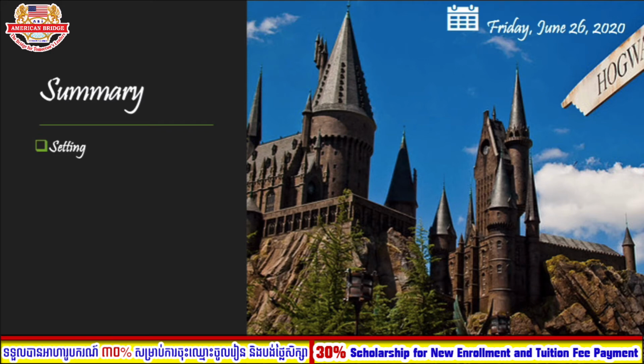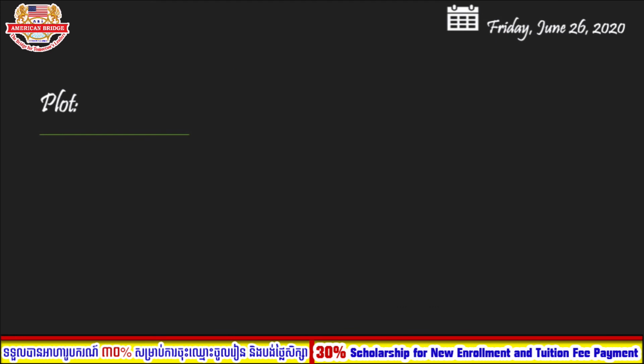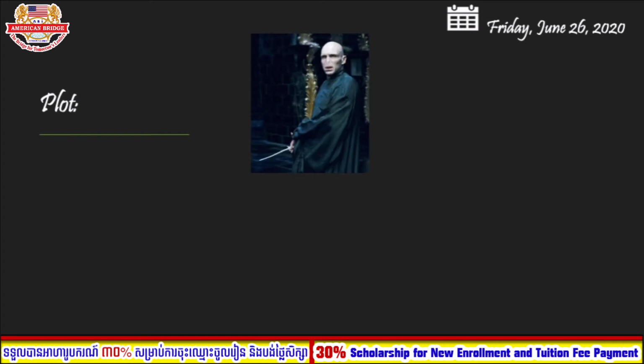Last but not least, it is the important point. You need to give your listener the plot, which means the storyline. What are the important events in the novel? The important event that we should know, first of all, is Lord Voldemort, who is the evil character, and he killed Harry Potter's parents. And this is the starting point of the movie or of the novel.